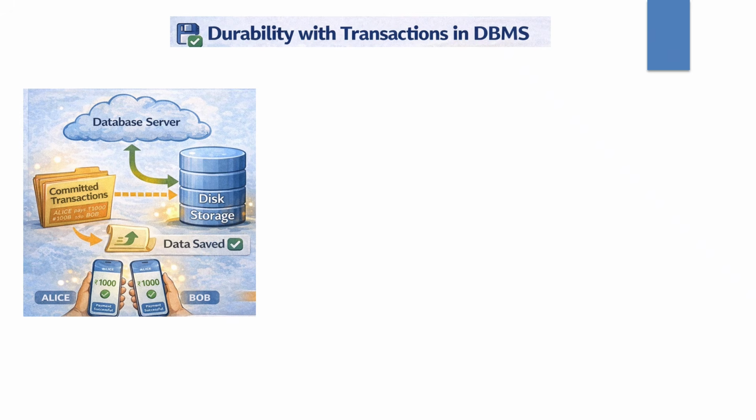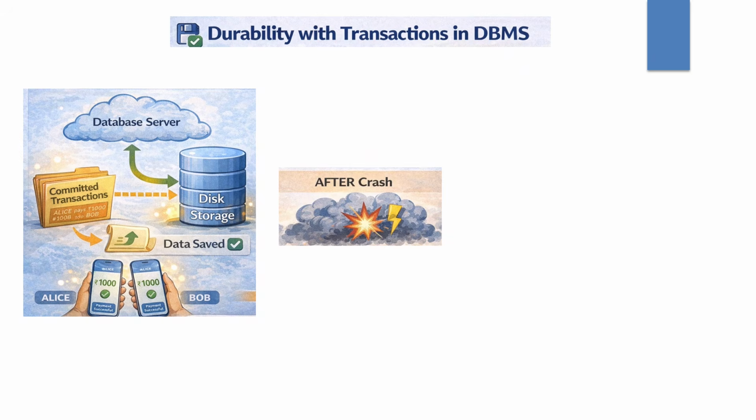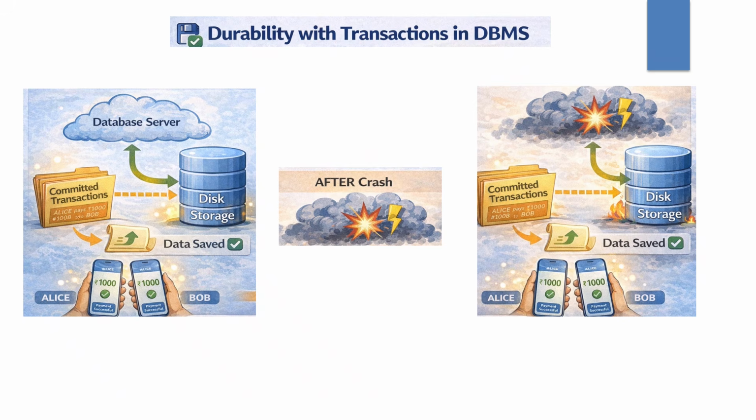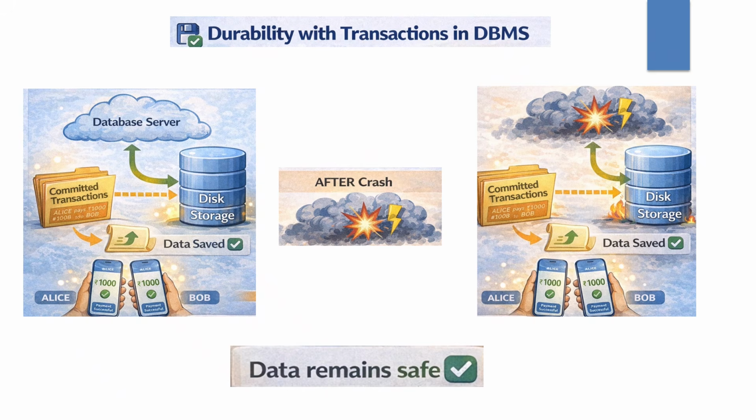Now suppose Alice has transferred 1000 rupees to Bob. It has been stored that Alice has transferred 1000 rupees to Bob, right? It has been stored on the disk, the commit has been performed, and even after a crash, it should still be there that Alice has transferred 1000 rupees to Bob, along with Alice's balance and Bob's balance. Because of the crash, it should not get erased. Data should remain safe, and only then can we say that the system is trustworthy, right?